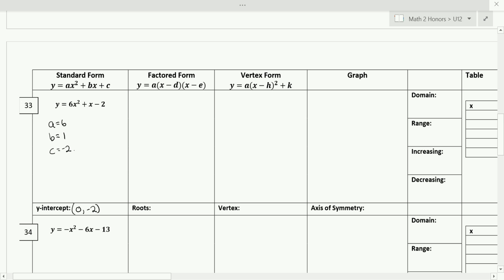Okay. And so then remember, practice memorizing the axis of symmetry formula, which is x equals -b over 2a. I said it right. And so that's going to be -1 over 2 times 6, which is x equals -1/12.